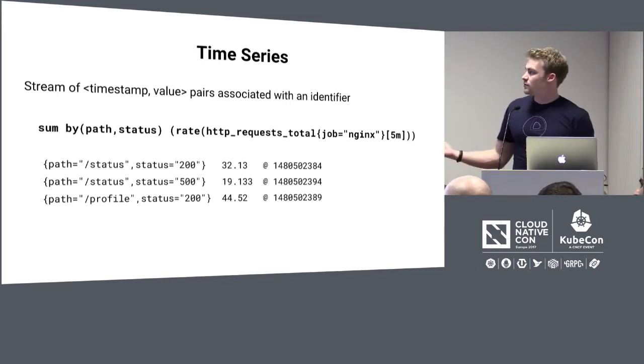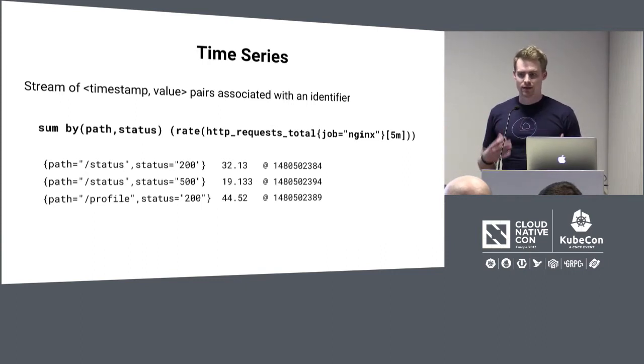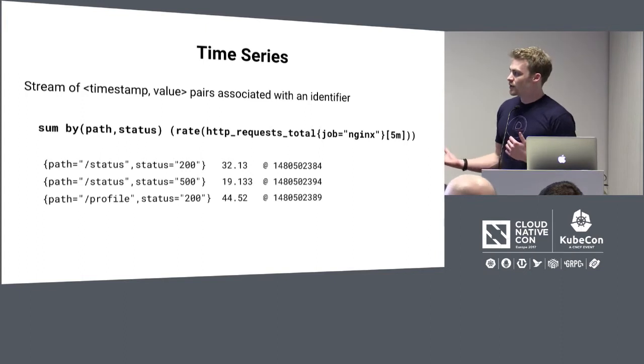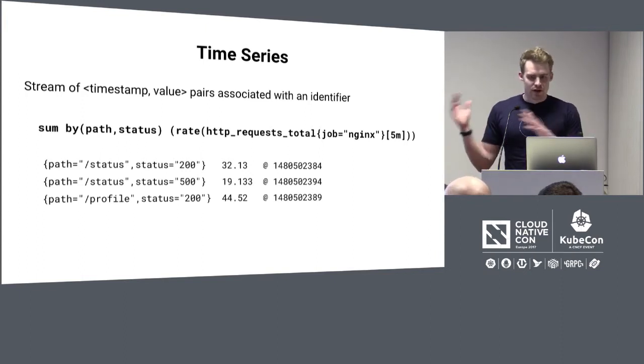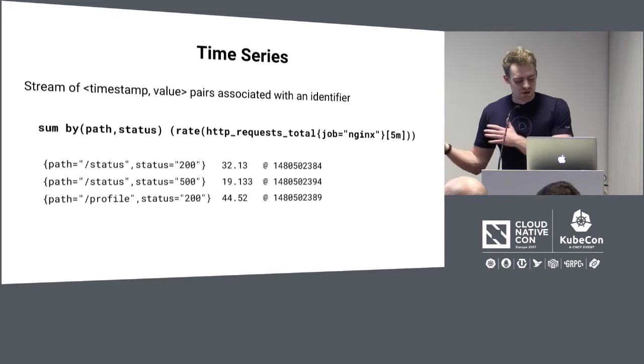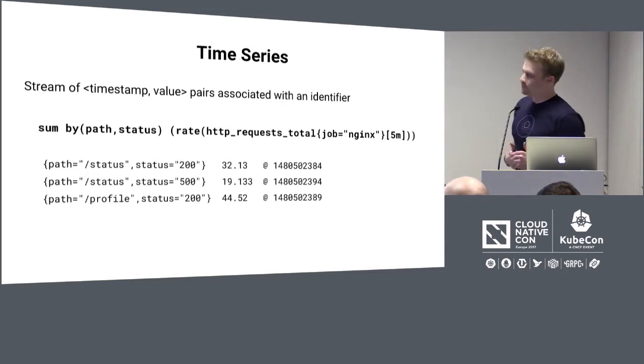And applying this to thousands of time series gives you a pretty big result, which doesn't really give you any good insight into what you're looking at. That's why you have aggregations. You can aggregate along these label dimensions. So here we want to preserve the path and status dimension, and what we get back is unique tuples of path and status labels and the currently associated request rate.